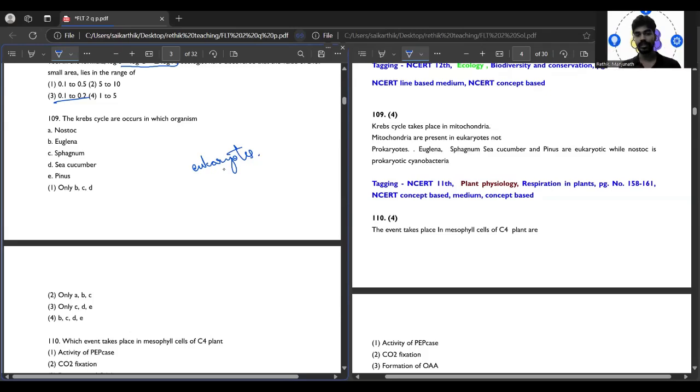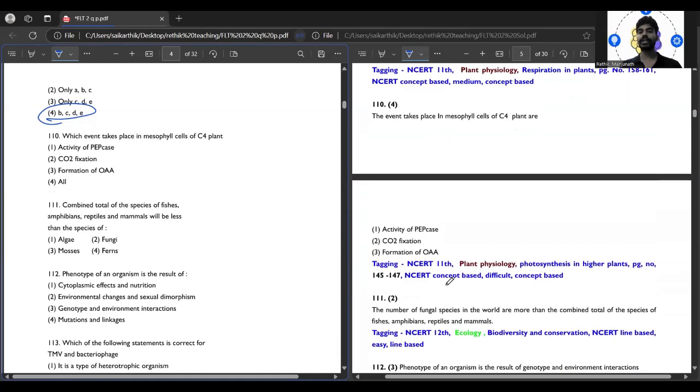So we need to classify which ones are eukaryotes. Euglena, then Sparganium, and we also see the sea cucumber and the Pinus. So what would be the answer now? Fourth one. Very simple. So why do we not see it in Nostoc? Because Nostoc is actually a prokaryotic cyanobacterium. Nostocs are bacteria, cyanobacteria, and they are prokaryotes. So we know that the Krebs cycle doesn't occur in prokaryotes. So very simple.